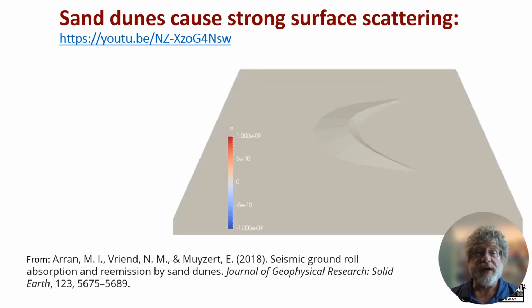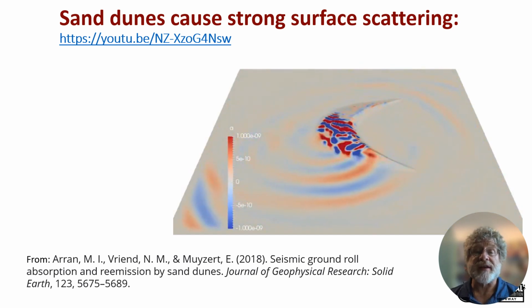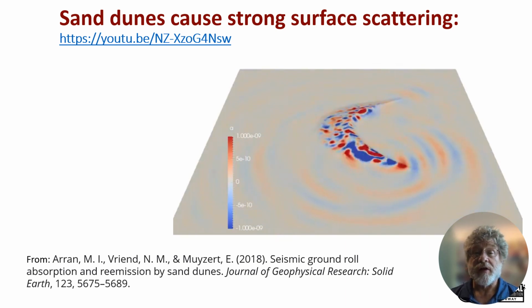Here's a nice movie example of strong surface scattering caused by a sand dune. You can see the sand dune in the middle of the model. This is an oblique view. And we're going to set off a source at the surface. And you can see a lot of energy is trapped in the sand dune, and then the sand dune acts like a secondary source that just radiates for hundreds of milliseconds or longer.